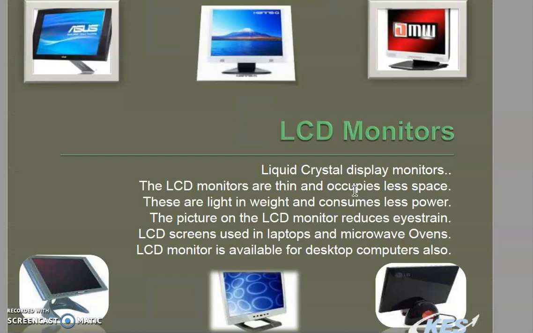Now next, after these cathode ray monitors, they were replaced with the new LCD monitors. LCD technology is used in digital cameras and even digital TVs, and the third one is LCD monitors. In these pictures you can see different brands and how exactly it looks with LCD.